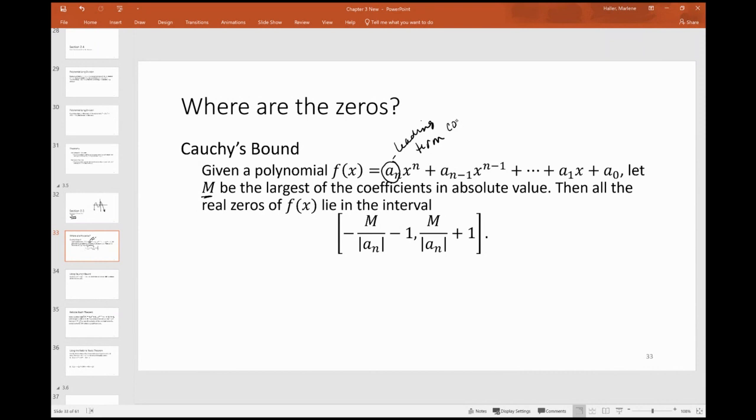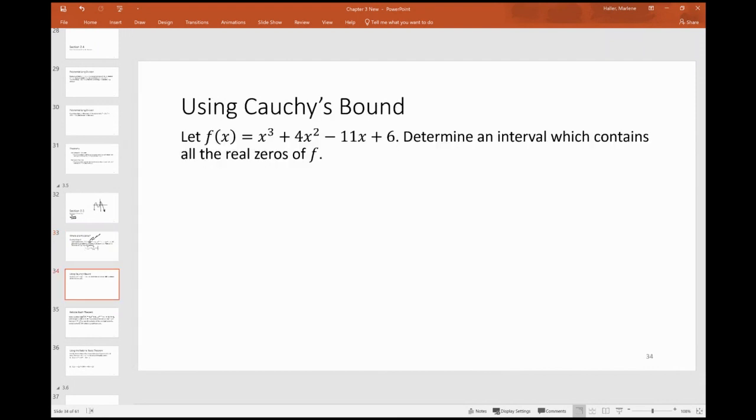Should have written that all the way out, coefficient of the leading term. It'd be negative m divided by the absolute value of a sub n, minus 1. That's going to be the lower boundary of the interval. The upper boundary would be m over the absolute value of a sub n plus 1. All right, let's take a look at an example using Cauchy's bound.